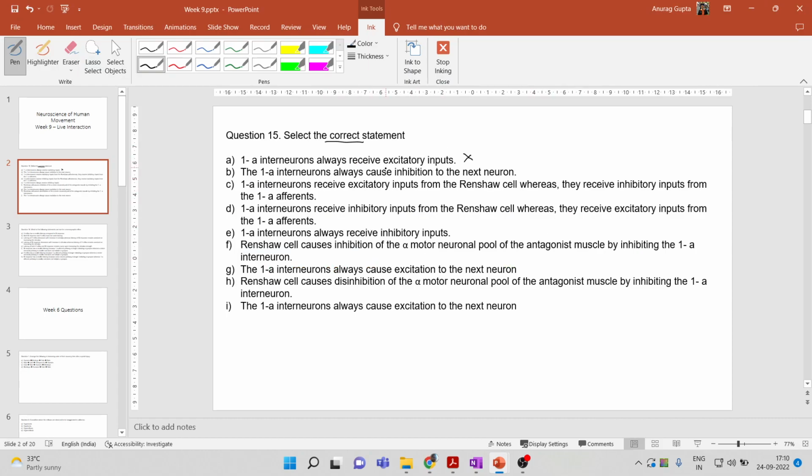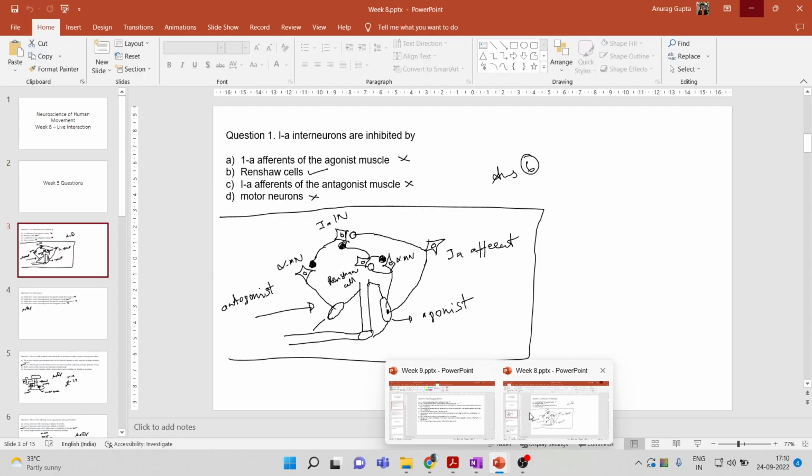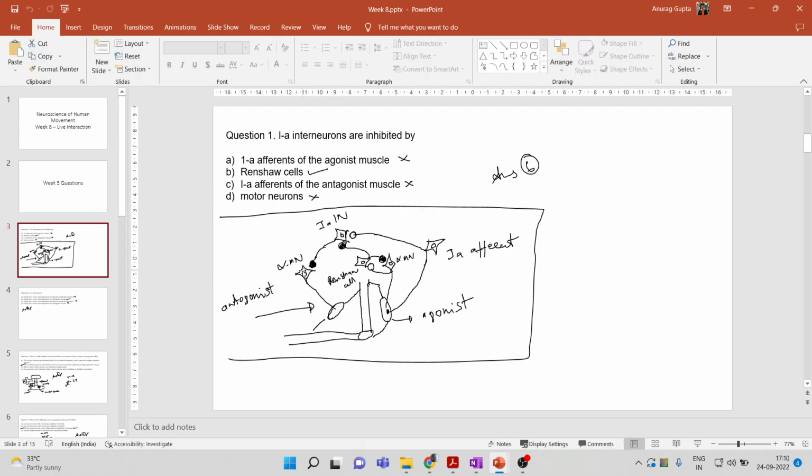So the 1A interneurons always cause inhibition to the next neuron. Yes, they always cause inhibition. This is true. We can see that here. So the 1A interneuron causes inhibition in the alpha motor neuron. It doesn't cause an excitation. That's a property of the 1A interneuron. Similarly, the 1A afferents always cause an excitation. They do not cause an inhibition.